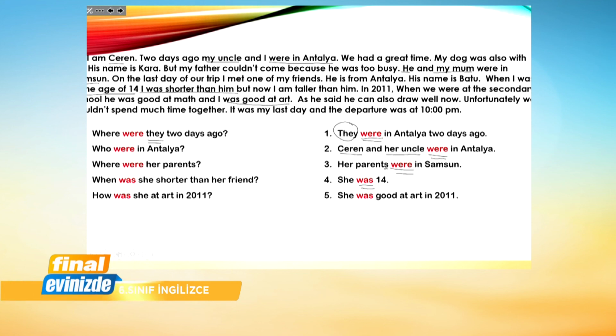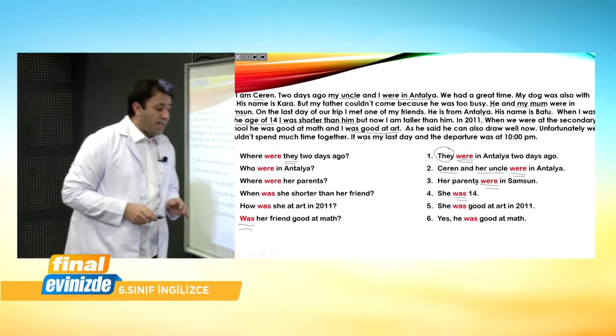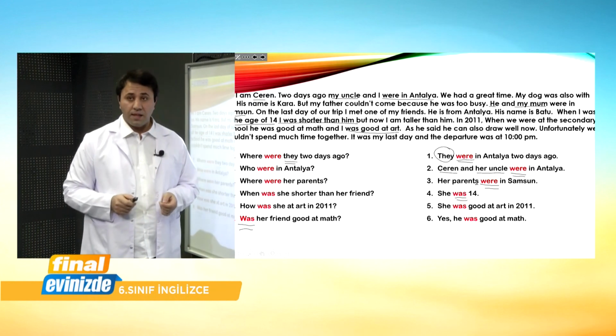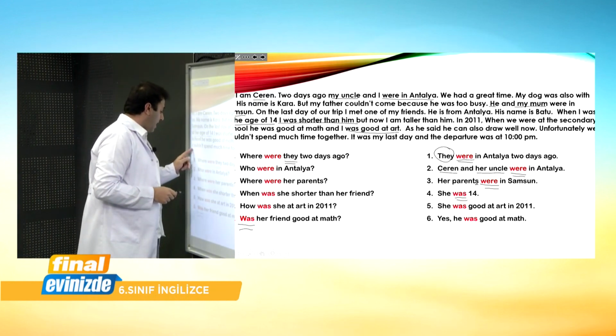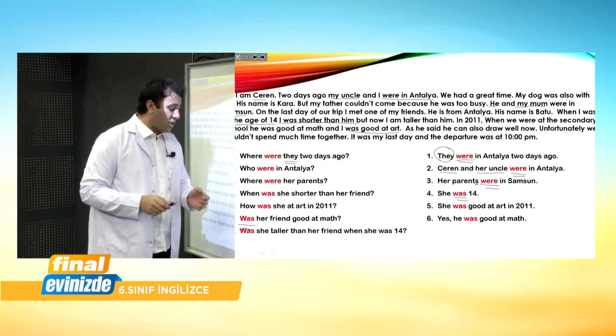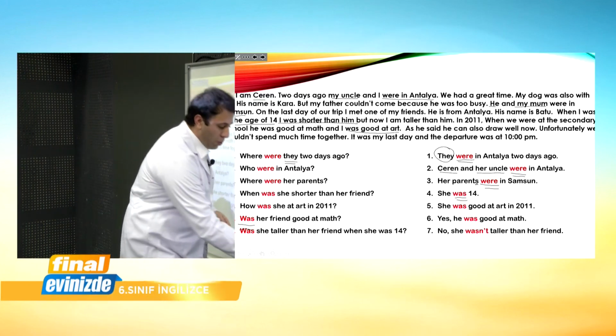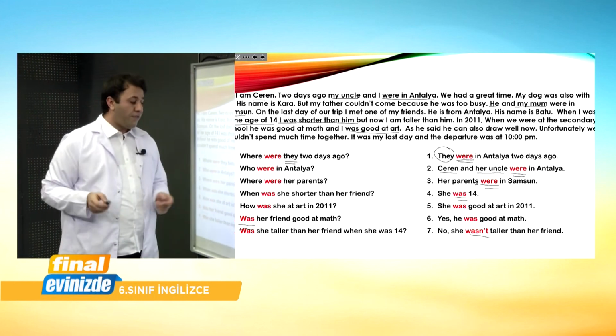And next one, was her friend good at math? Now you need to be careful because this is to be and we need to answer with was or were. All right? Okay, let's get our answer. Yes, he was good at math. And next one, was she taller than her friend when she was 14? The answer, as you see, no, she wasn't taller than her friend.